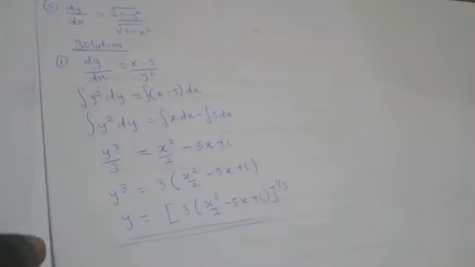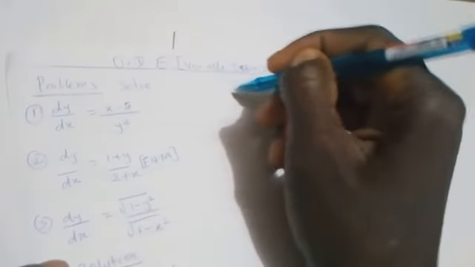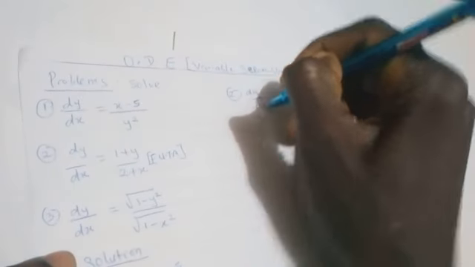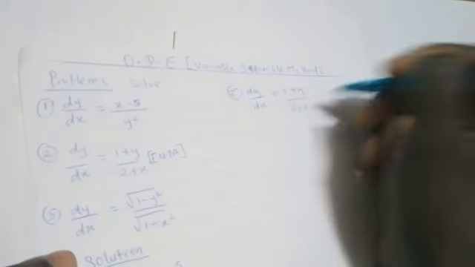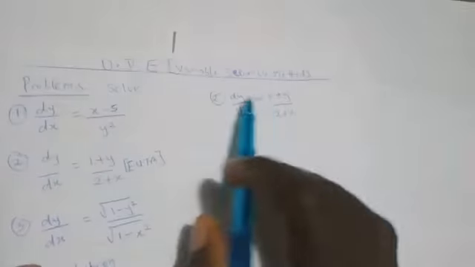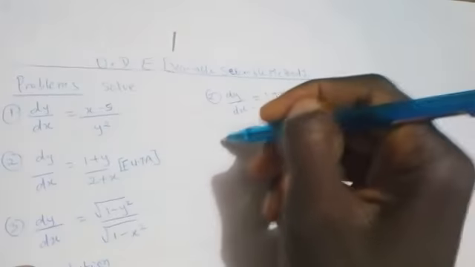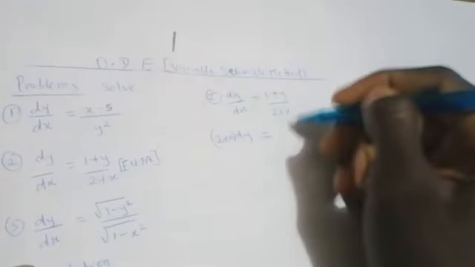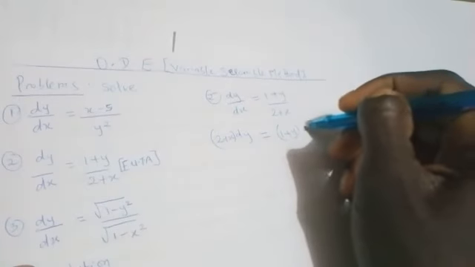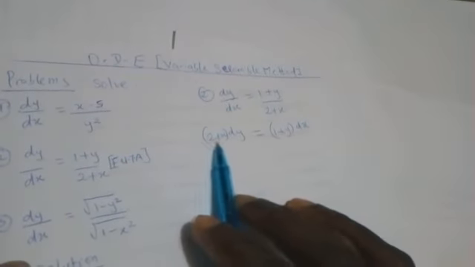So, very simple. Now let's take another question, question number 2. We have dy/dx equal to (1 + y) over (2 + x). So you're going to do the same thing. But in this case, if I cross multiply, I'm going to have (2 + x) dy equal to (1 + y) dx. Now here you can discover that I will not be able to integrate this with respect to this.